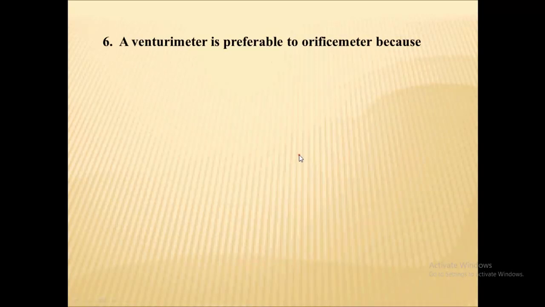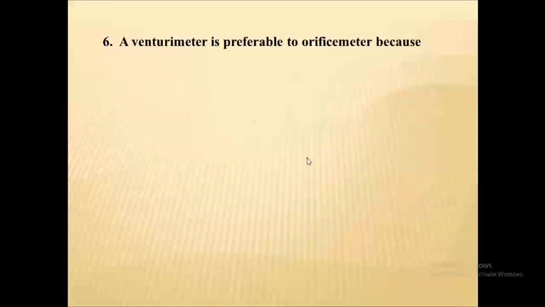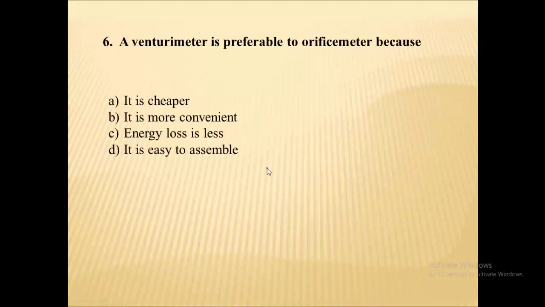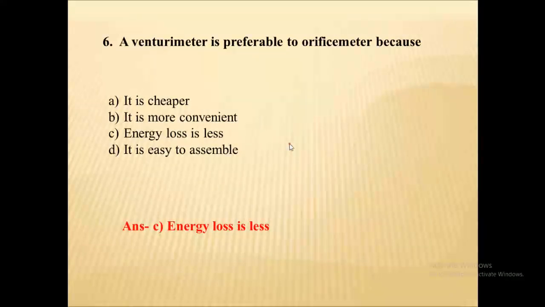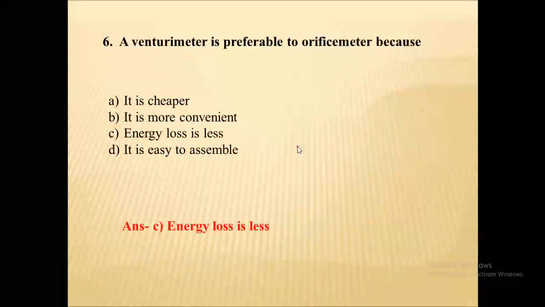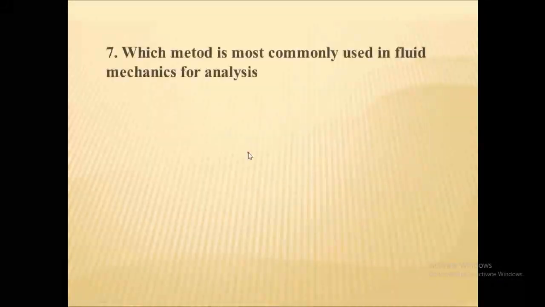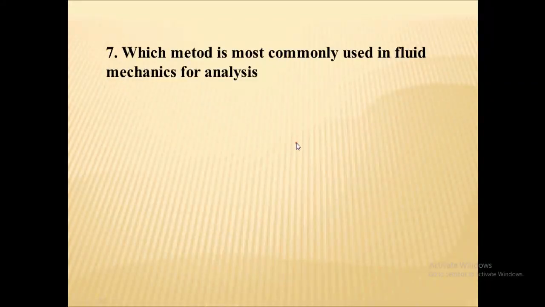See, a venturimeter is preferred to orificemeter because energy loss is less in case of venturimeter as compared to orificemeter, but the orificemeter is a cheaper, more convenient to use. Which method is most commonly used in fluid mechanics for analysis?